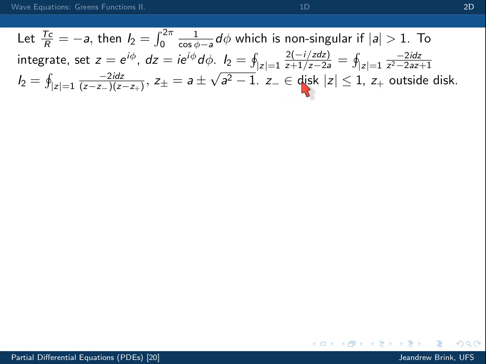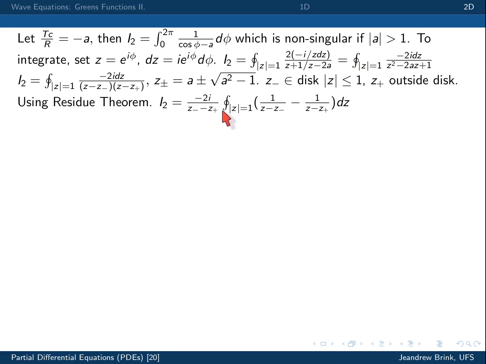Okay, so here we have z minus is in the disk, |z| less than or equal to 1, and z plus lies outside. So when we evaluate the value of this integral, we simply have to add up the residues inside the circle. Okay, so using the residue theorem with a proper counterclockwise traversing, the way we've defined z, we have that this integral we can simply rewrite in terms of the simple poles with the function multiplied out front. So it's simply 1 over z minus z minus, times 1 over z minus z plus.